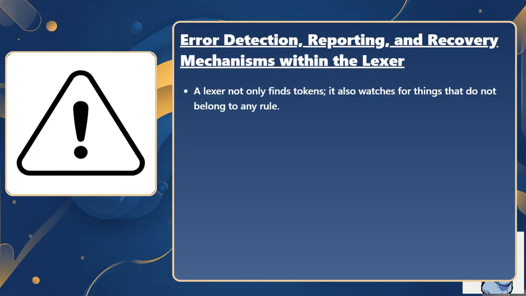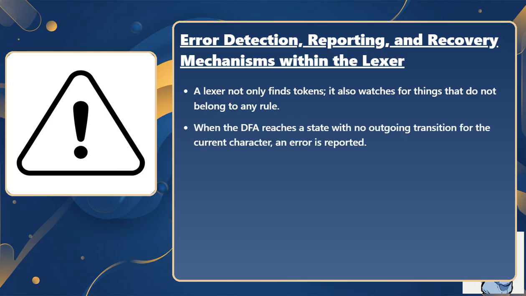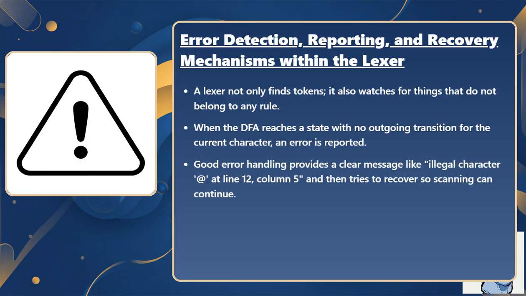A lexer not only finds tokens, it also watches for things that do not belong to any rule. When the DFA reaches a state with no outgoing transition for the current character, an error is reported. Good error handling provides a clear message like "illegal character at sign at line 12, column 5," and then tries to recover so scanning can continue.